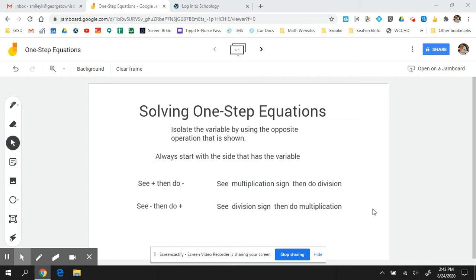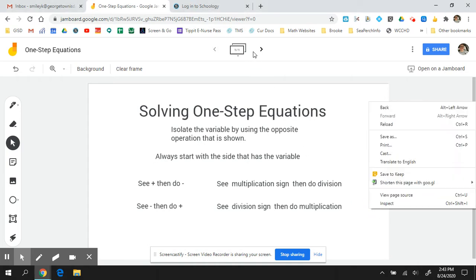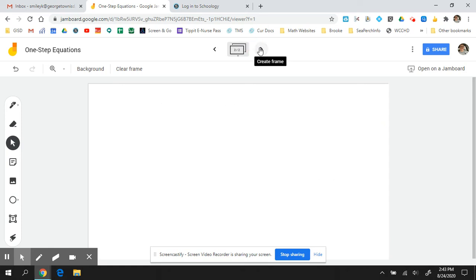Always start with the side that has the variable. So if you're looking at your equation, the side that has your variable, the one with the letter, is the side you're going to start with. So let's do some examples, and then I'm going to give you some to do on your own, and we'll check back and see if you did them correctly.